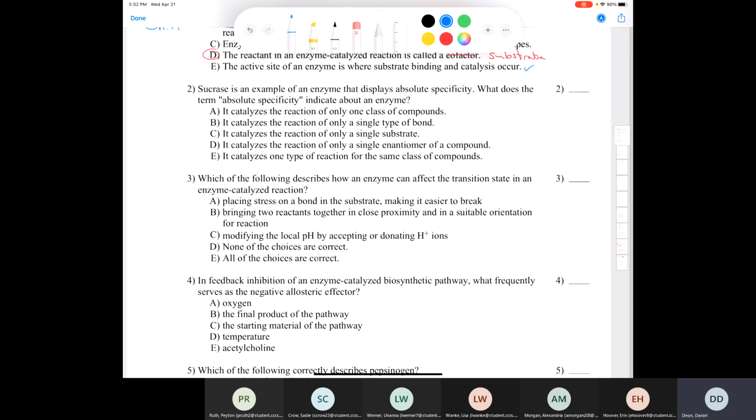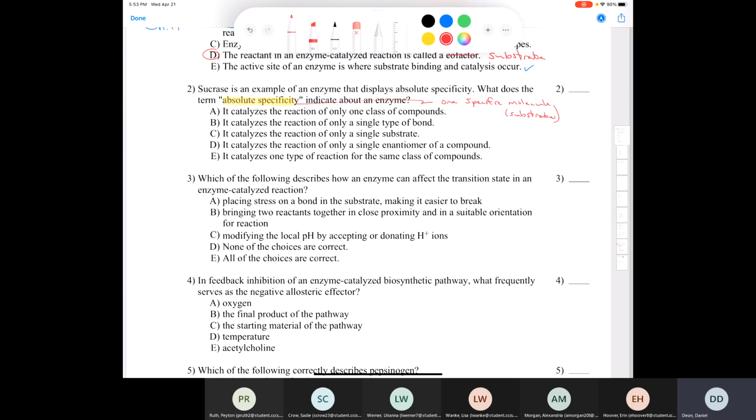Question number 2, sucrase is an example of an enzyme that displays absolute specificity. What does the term absolute specificity indicate about an enzyme? Well, when I hear the term absolute specificity, to me, it means that it catalyzes a reaction for one specific molecule, which means that it's one specific substrate, right? One specific starting material, if you will.